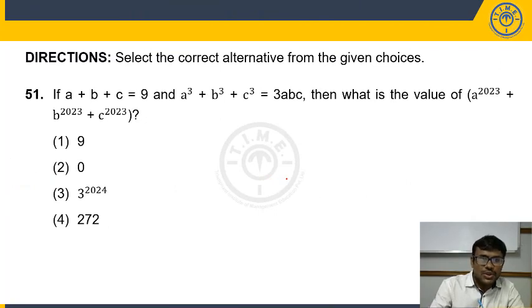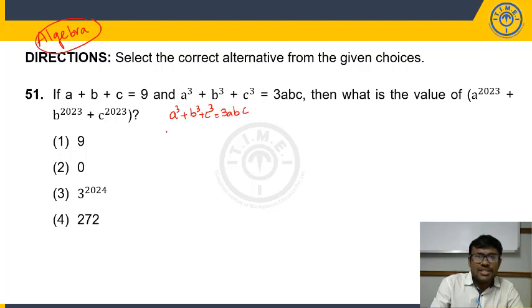So this is our first question. A plus B plus C is equal to 9 and A cube plus B cube plus C cube is equal to 3ABC. So it's an algebra question. Okay. So here he mentioned that A cube plus B cube plus C cube is equal to 3ABC.